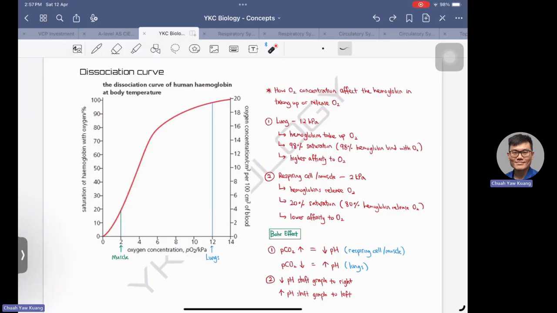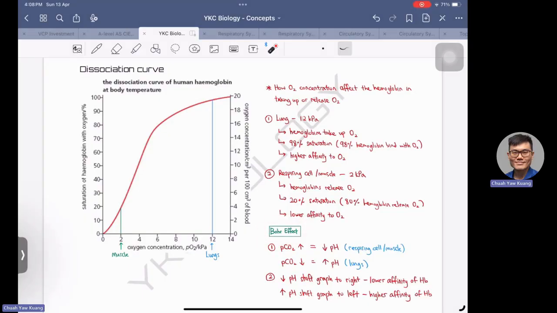So we are done with the dissociation curve. That is the basic concept. Now we will look at the Bohr effect. The Bohr effect describes how the partial pressure of carbon dioxide affects the affinity of the hemoglobin for oxygen.